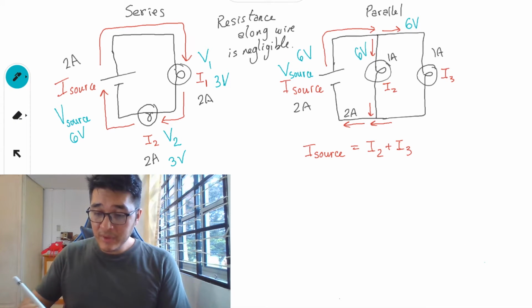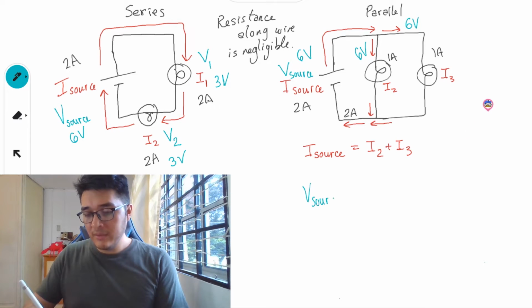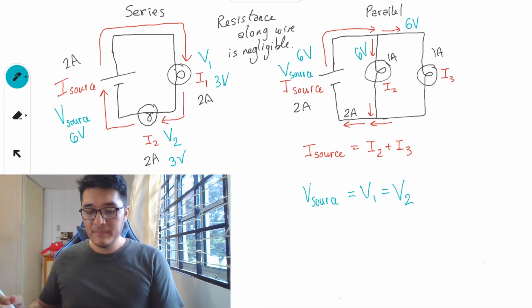So what can we say about the voltage at the source? It's going to be equal to the voltage going through the first resistor, and that's going to be equal to the voltage through the second resistor.